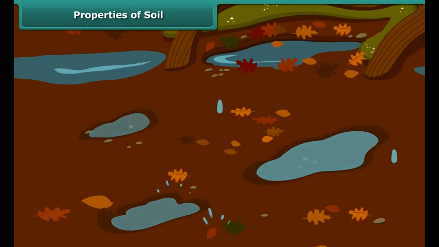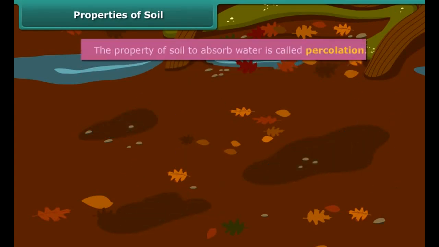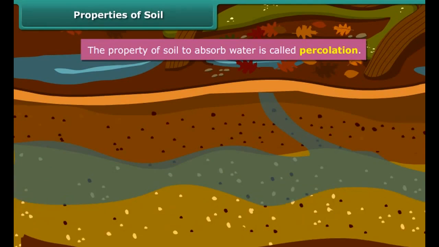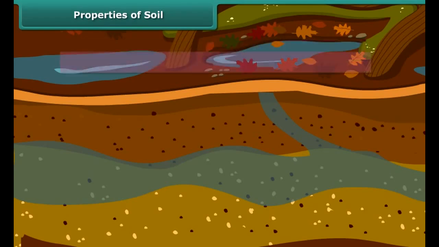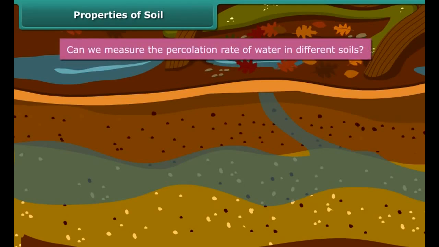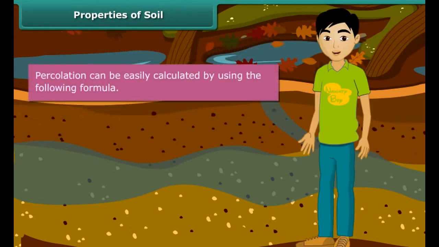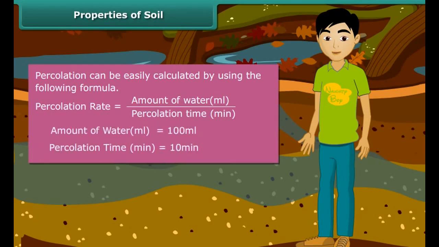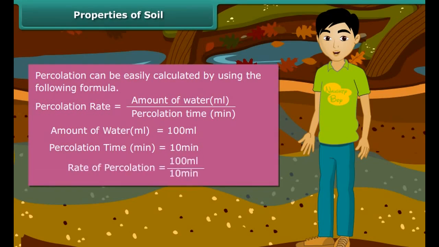Properties of soil. Soil has the property to absorb water. This is called percolation of water by soil. Can we measure the percolation rate of water in different soils? Yes, rate of percolation can be easily calculated by using the following formula. Suppose that for a certain soil sample, it took 10 minutes for 100 milliliters to percolate. Then, the rate of percolation will be equal to 10 ml per minute.